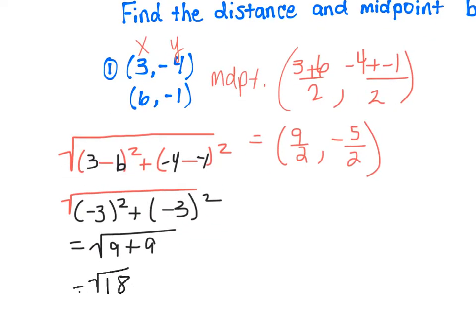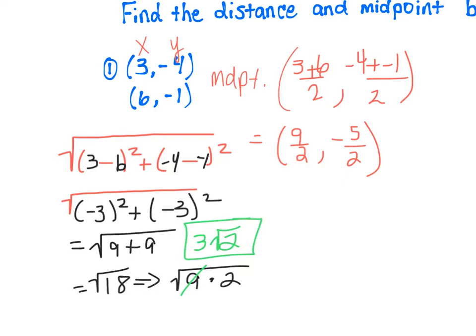And I have to say, can I break that down? Yes. What's a perfect square and a non-perfect square in 18? 9 and 2, right? 2 and 9, same thing. Square root of 9 is? 3. So your answer is 3 root 2. Do you have to put a plus or minus? No, because it's distance. Good question, but distance, remember, it's always positive.